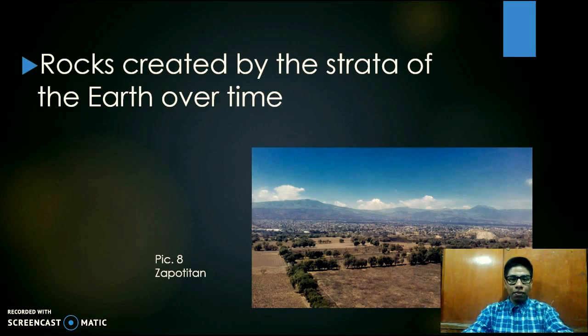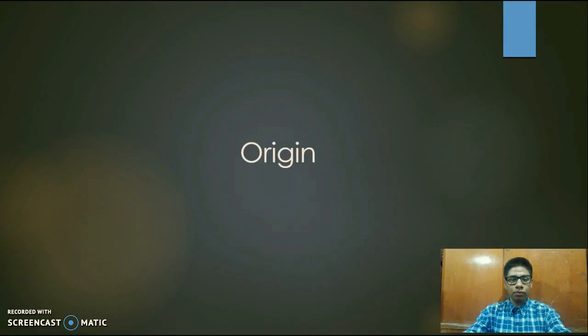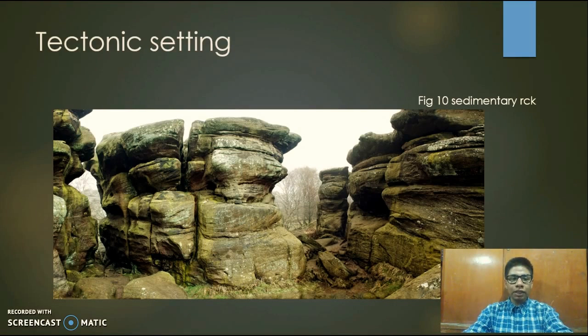The rock forms by the strata of the earth over time. Origin. Tectonic setting: the movement of the tectonic plates causes the sediments to move and the pressure on these sediments changes, bringing some rock to the surface.